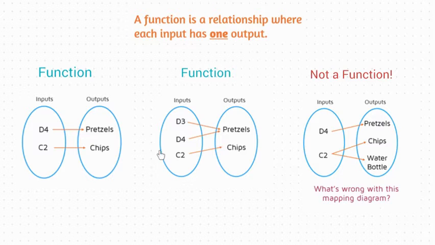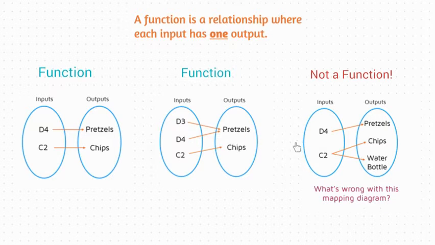Over here, this is a little bit different, but it still represents a function because D3, if I put in that code, gives me pretzels. There's only one thing that will come out if I put in code D3. If I put in D4, I also get pretzels. But that's okay, as long as there's only one thing that possibly comes out if I put in code D4, and that is only pretzels. And same with C2, I will only get chips.